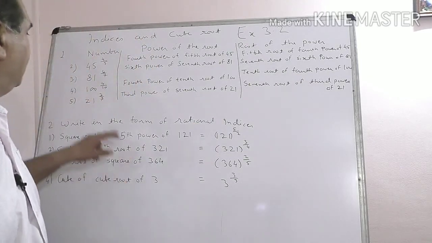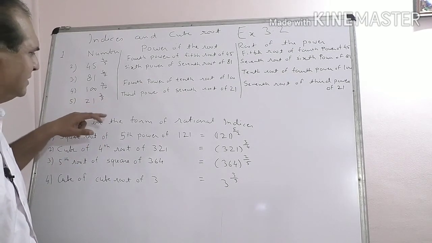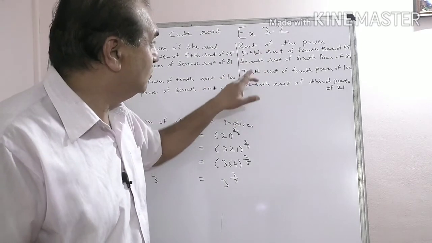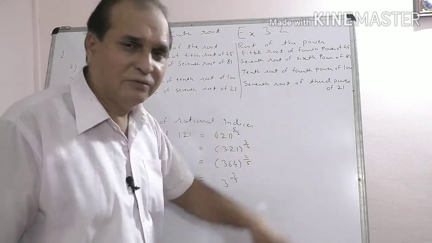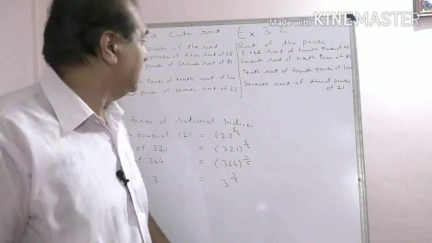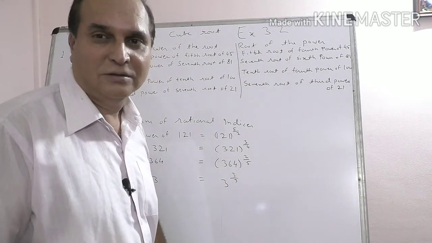Understand the style. 21 raised to 3 by 7. Both are same thing. 3 is a power, 7 is a root. 3rd power of 7th root of 21, or this way root of power, 7th root of 3rd power of 21. They are same thing, but writing style is different. If they ask you to write in this style and you write the other style, it's wrong. Getting?